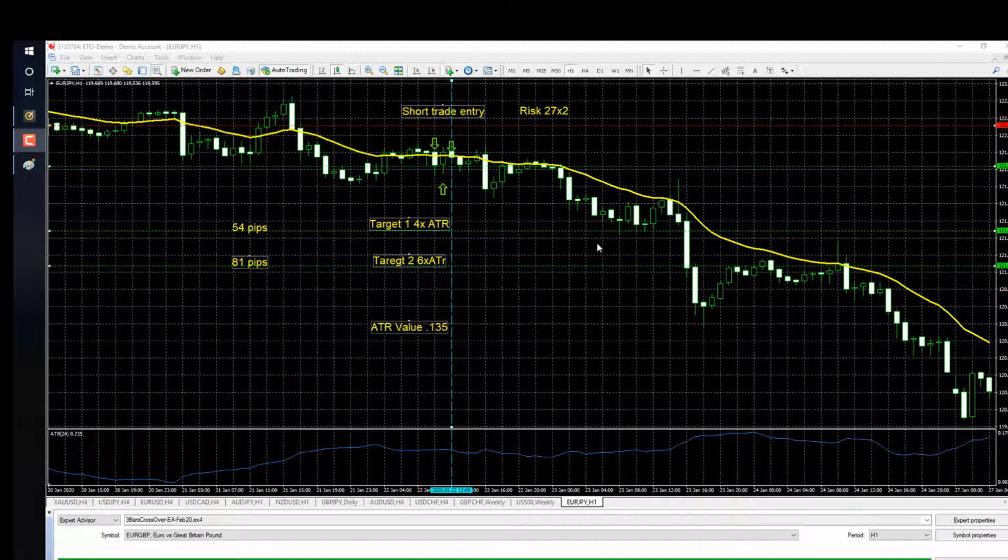So traders, for this trade, what we can do is trail at 2 times our original ATR, which is 27 pips above this 20 period exponential moving average. That would keep us in the entire move down to hitting our 6 times ATR, which is our second target. So that's a quick wrap of the 3-bar crossover. Hopefully that helps for answering the setup for the short trade.